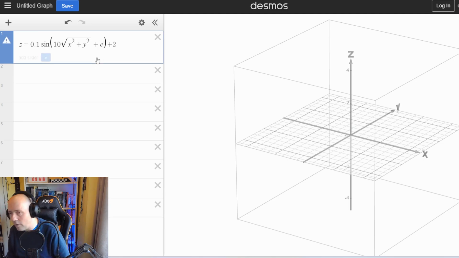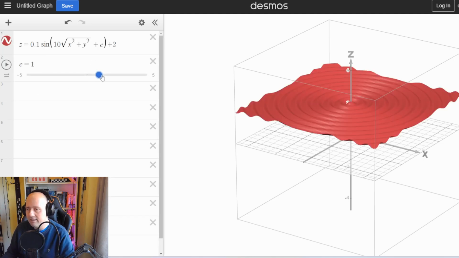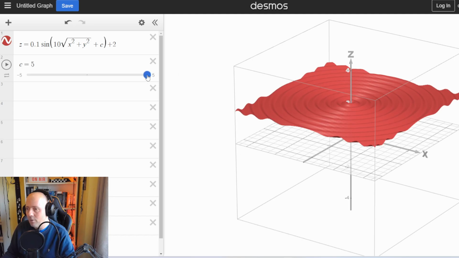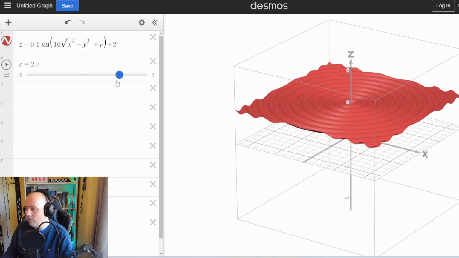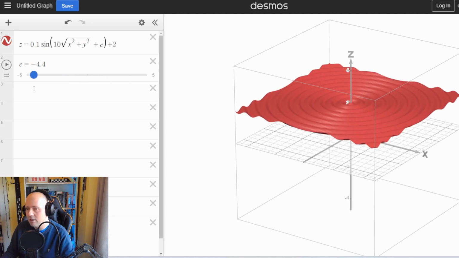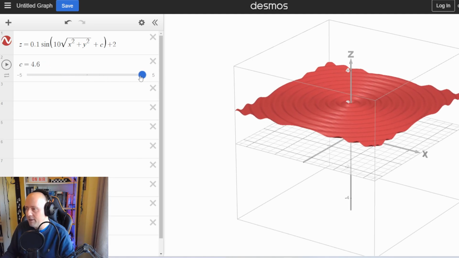sine. We'll call that C, add a slider, and then when I reduce the slider from 5 to minus 5, get ripples going out, waves coming out from the center.